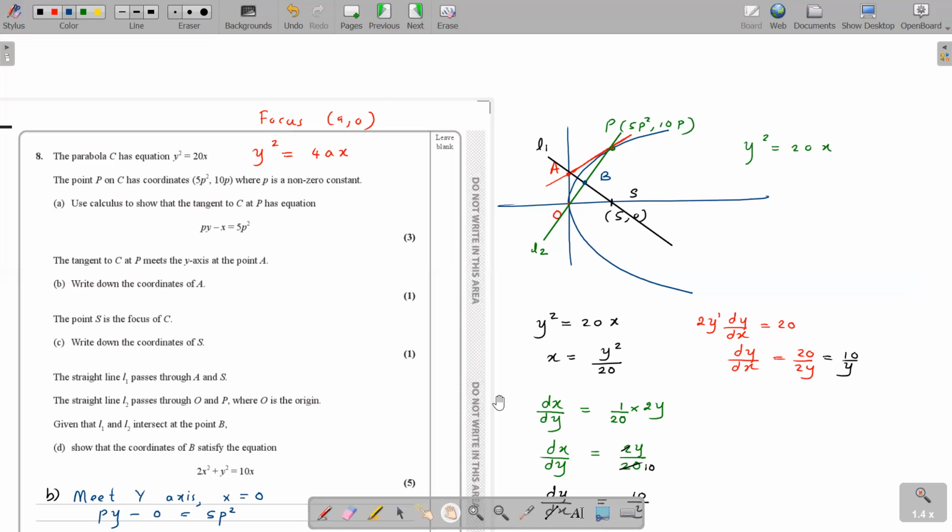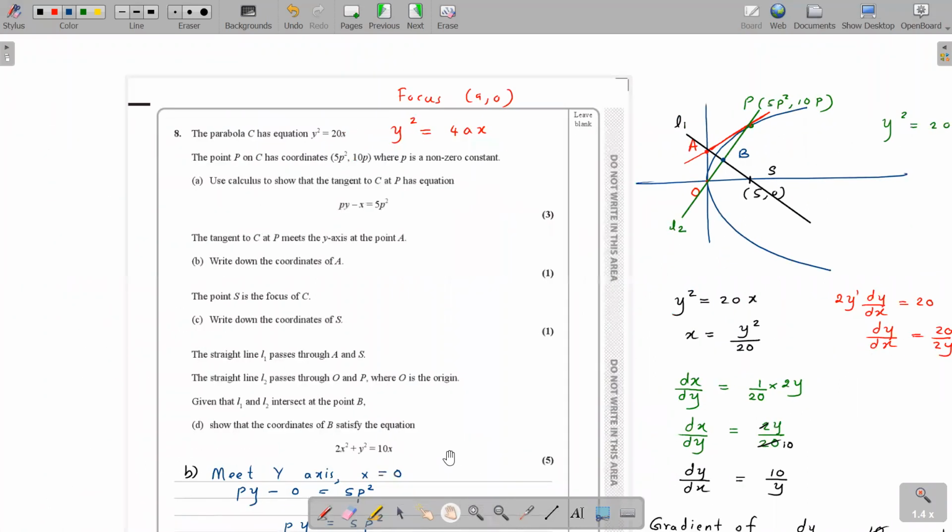First thing is you have to find the equation that passes through A and S. Next thing is you have to find the equation that passes through O and P. And then you have to solve those two lines simultaneously. Okay, let's do that first.